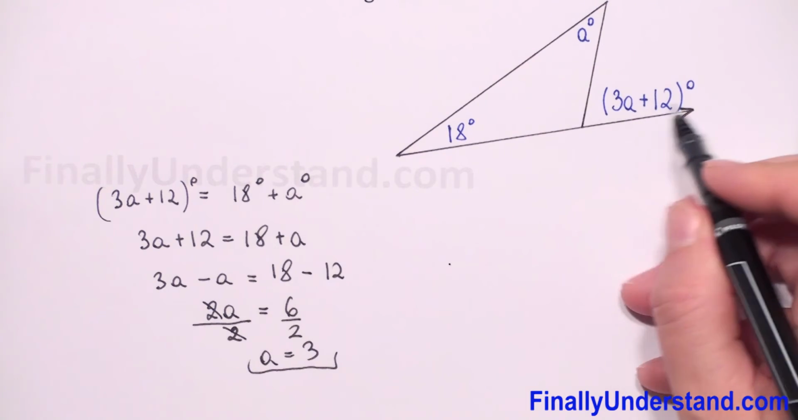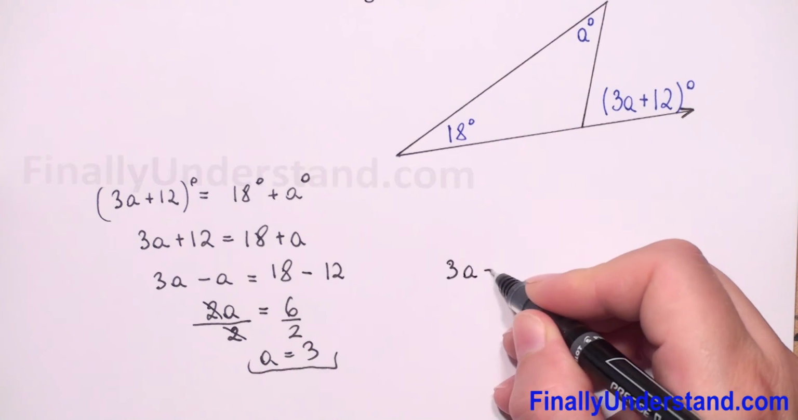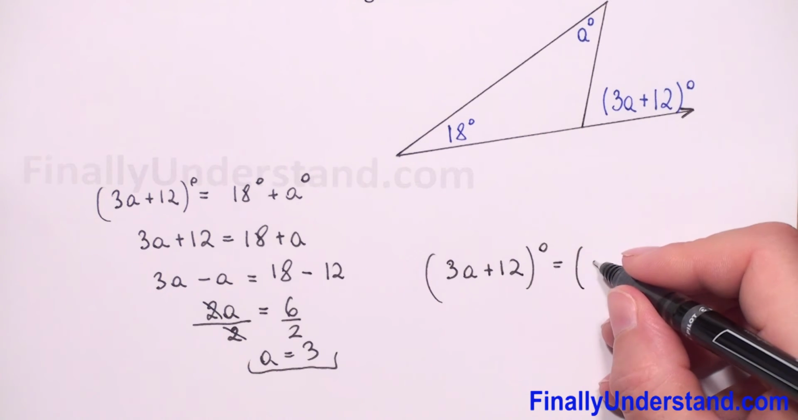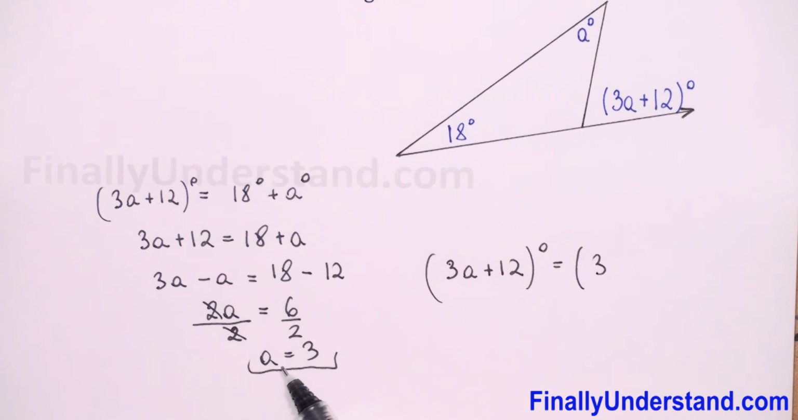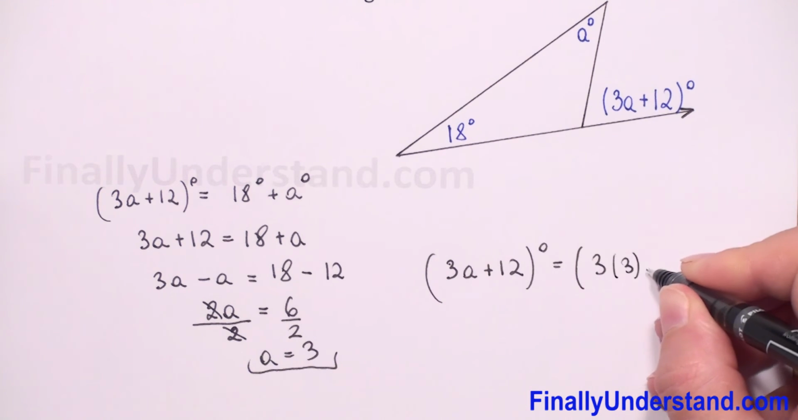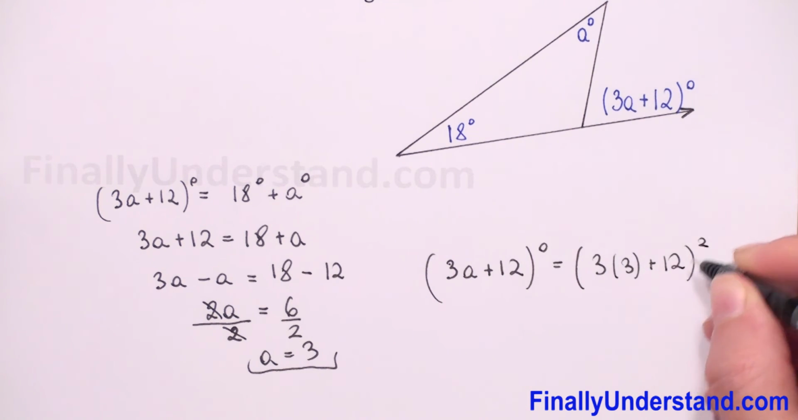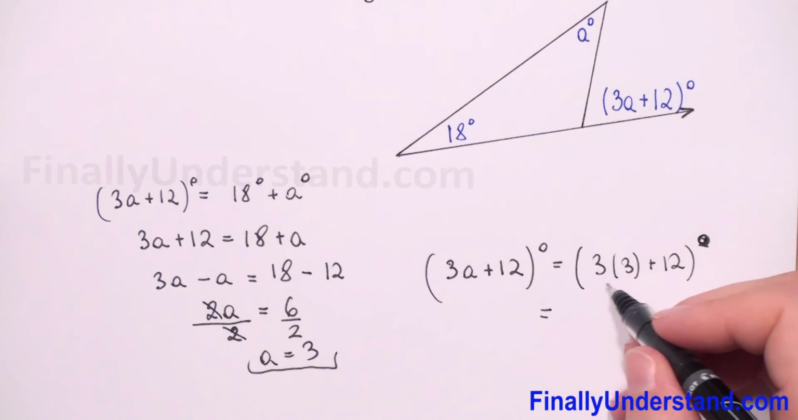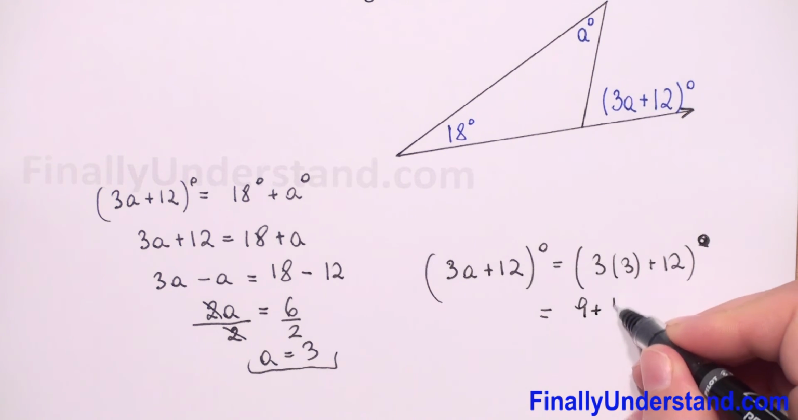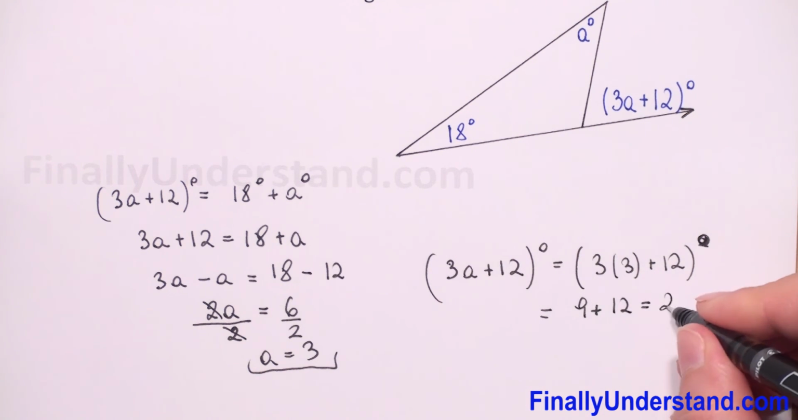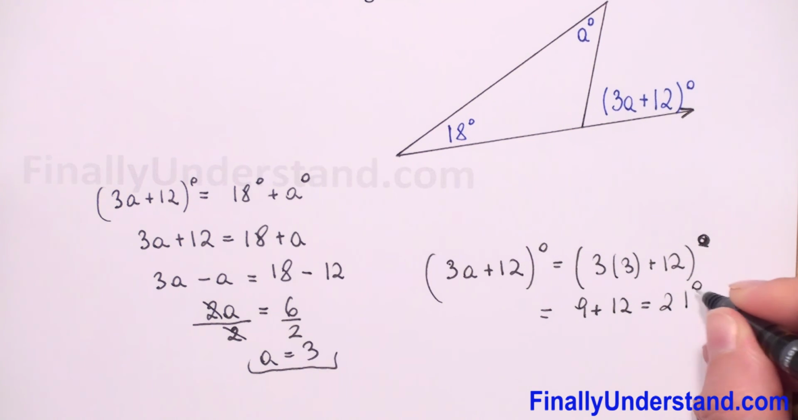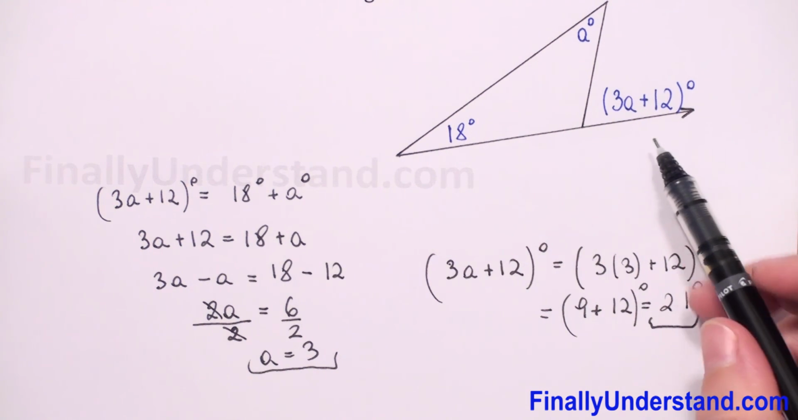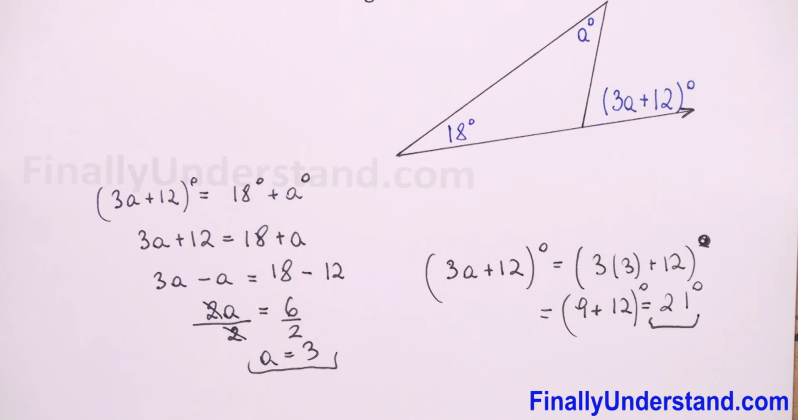So let's copy this expression. We have 3a plus 12 degrees is equal, in parentheses, now we will have 3. We will substitute a by 3, so we have 3 times 3 plus 12 degrees. Degrees, of course. So we have 3 times 3 is 9 plus 12. So this is equal to 21 degrees. So we found the measure of our exterior angle. This is my solution.